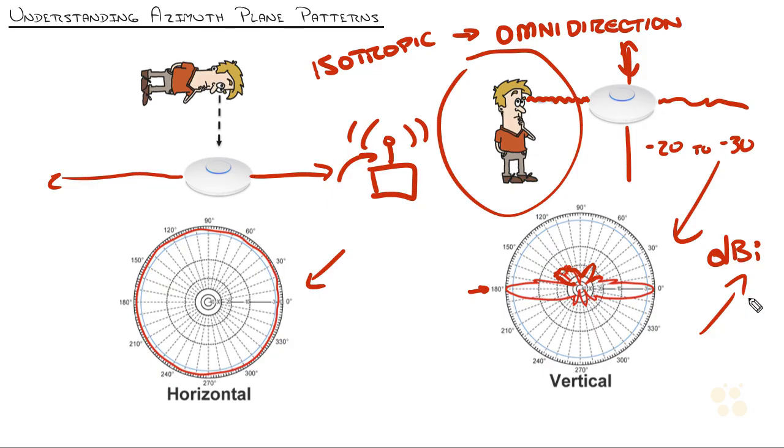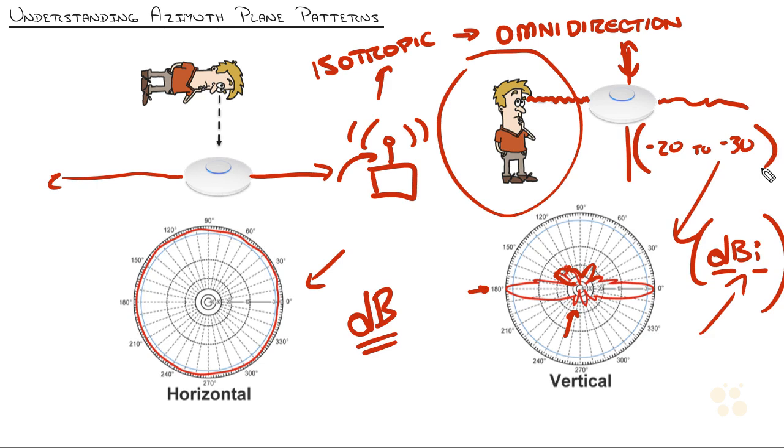Let me explain. dBi is decibels as it relates to an isotropic antenna. Again, always remember, decibels is not a rating system in itself. It always is a comparison to something else. It's a way of saying how much better is it than, or how much worse is it than. And when you look at the vertical radiation pattern of an indoor wireless access point, it's really 20 or 30 decibels less than the imaginary isotropic antenna, dBi.